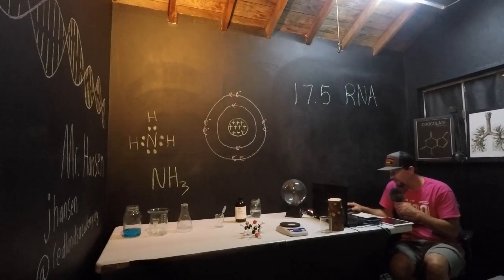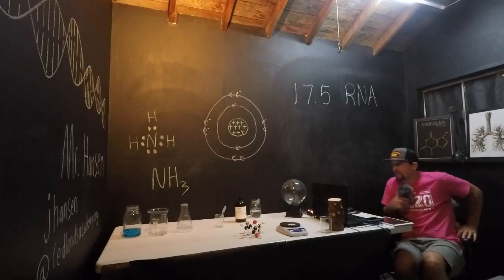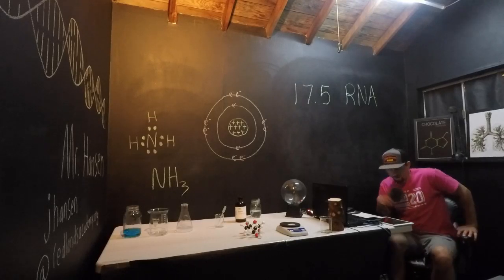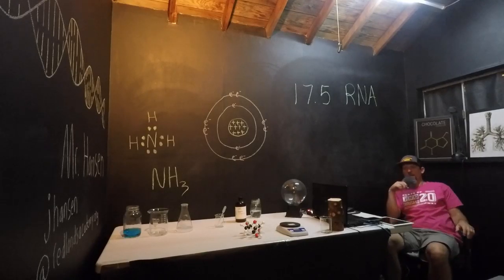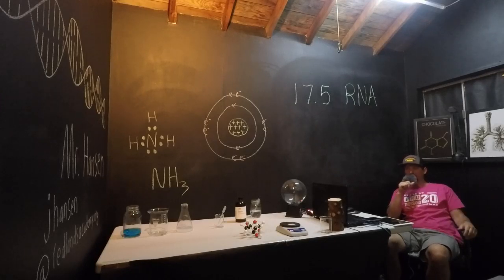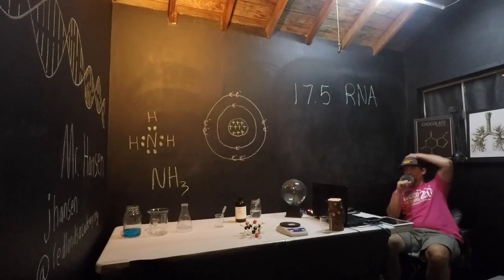All right, here we go again. 17.5 is about RNA. RNA, which stands for ribonucleic acid, and I think we've already discussed this at the beginning of the chapter anyway. It's one of the nucleic acids. You basically have DNA and RNA.